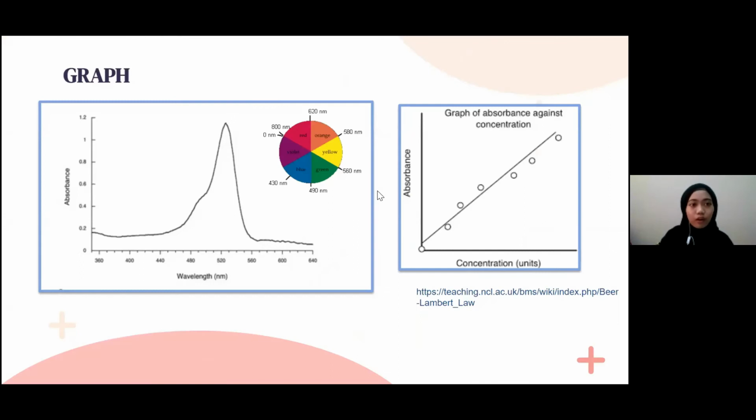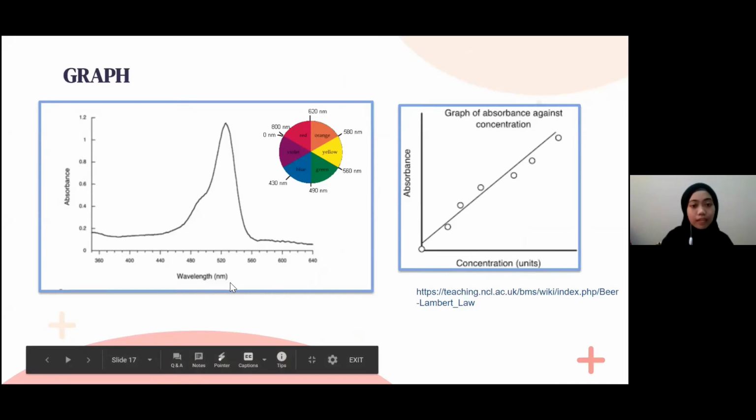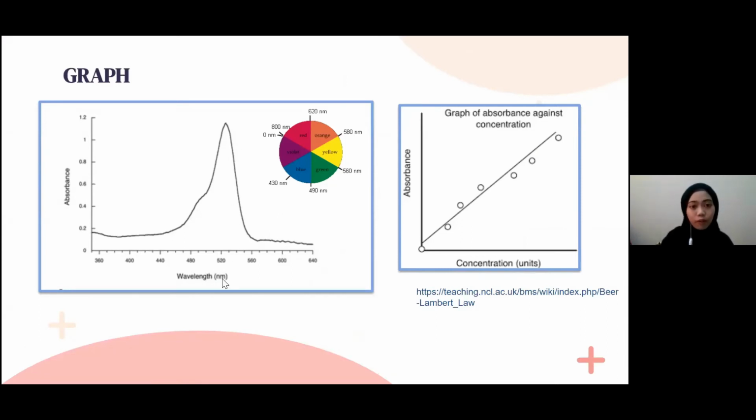So next, this is the graph. The first graph here is the raw data that we got from the UV-visible spectrophotometer, which is a graph of absorbance versus wavelength in nanometers. This is only an example where I will show you how to read the graph here. If you can see, the peak here is at 520 nanometers.